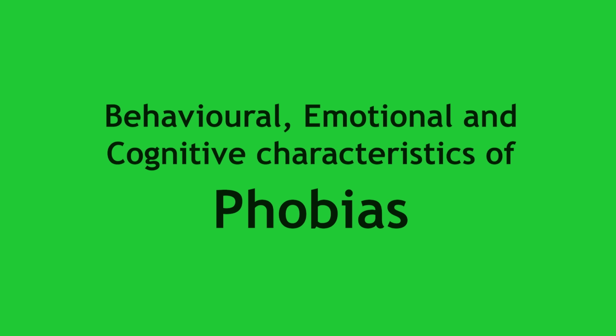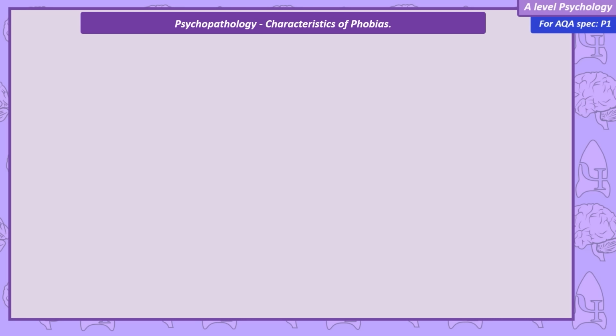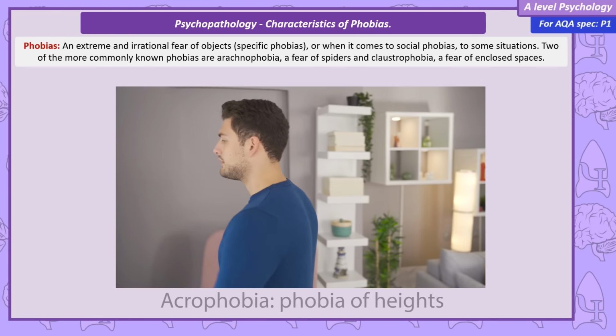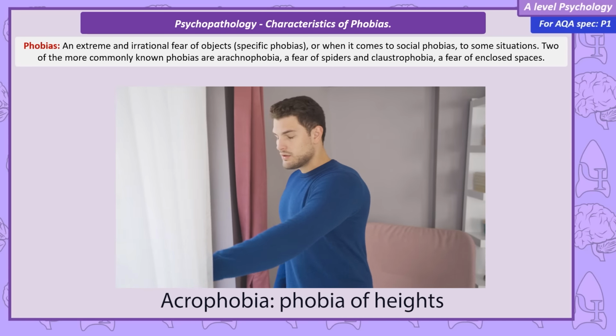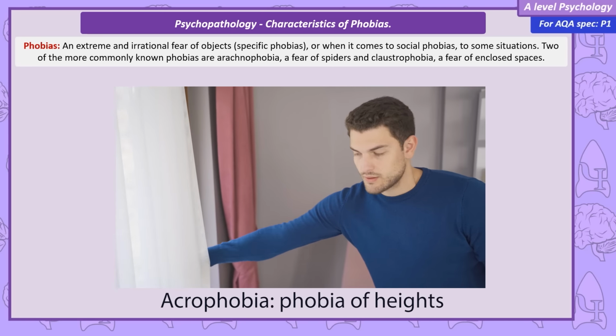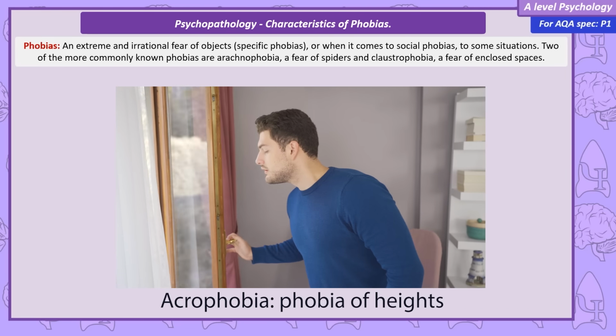Behavioural, emotional, and cognitive characteristics of phobias. You are probably aware that a phobia is an extreme and irrational fear of some object, or when it comes to social phobias, some situations. Two of the more commonly known phobias are arachnophobia, a fear of spiders, and claustrophobia, a fear of enclosed spaces.